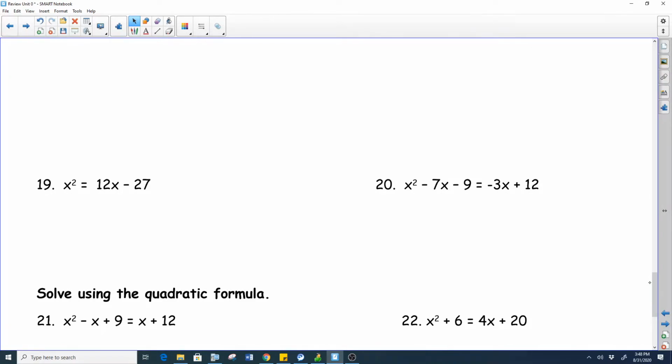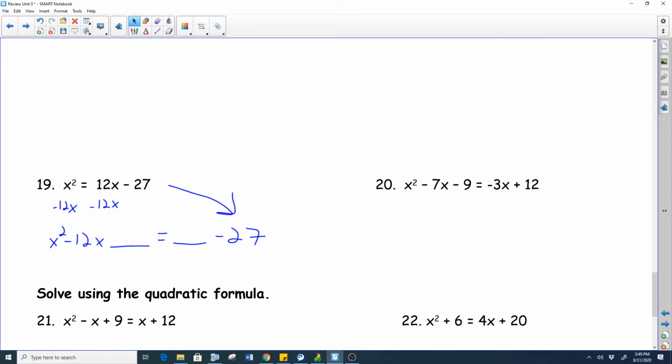So remember to complete the square, we want to get all the x's on one side and all the numbers to the other side. So we're going to minus 12x, minus 12x. So we have x squared minus 12x. Then you're going to leave a space for completing the square. Equals, leave another space, and then negative 27 goes there.